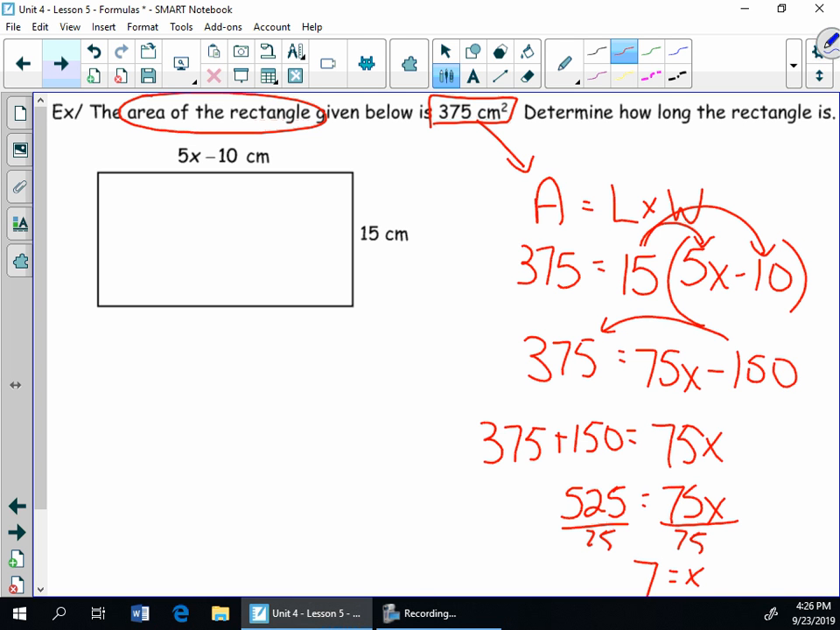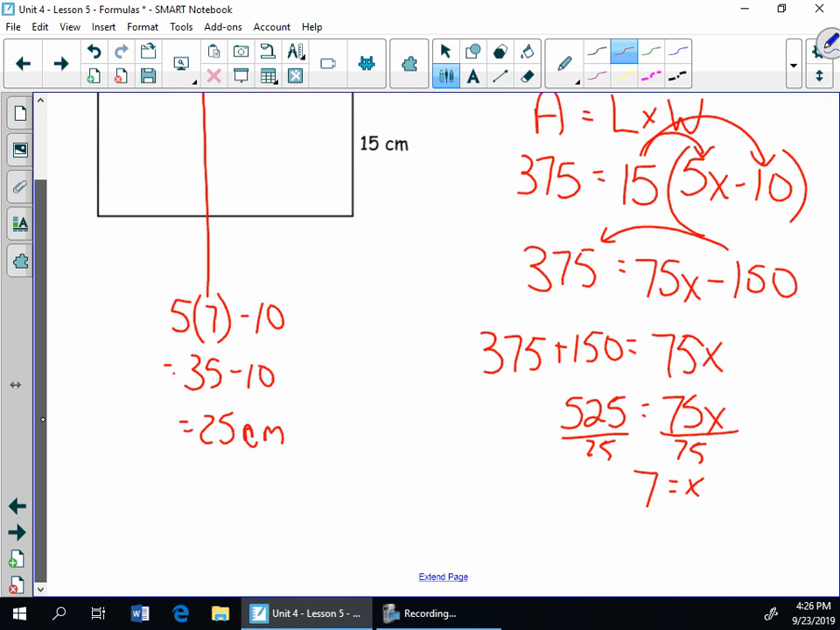The question was, determine how long the rectangle is. Well, if I know that x is 7, I've got this expression where x is 7. I can replace it with 7 in brackets. Do my BEDMAS. And I get 25 centimeters. And there's my solution. I've figured out the unknown side.